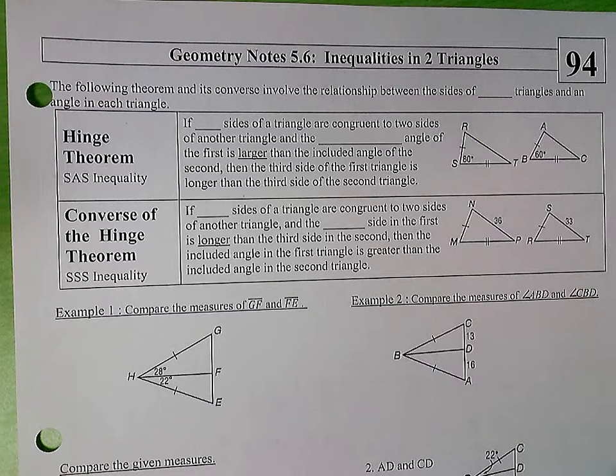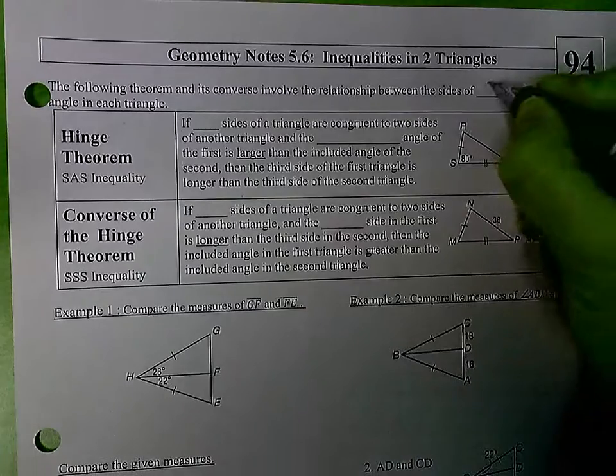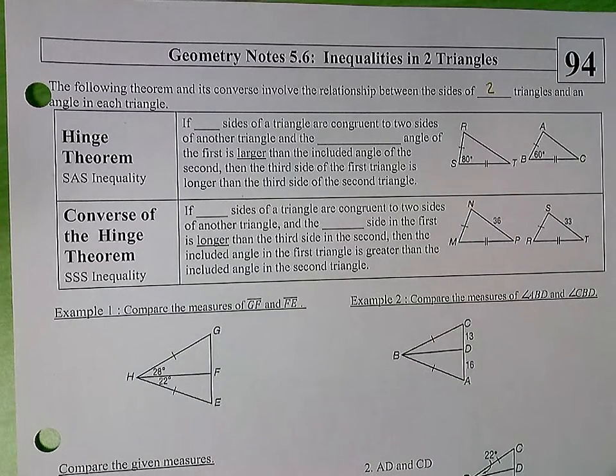and two sides in those triangles. So the following theorem and its converse involve the relationship between the sides of two triangles and an angle in each triangle. Okay, the first one, or the theorem we're going over today, is called the hinge theorem. It has to do with side angle side inequalities.